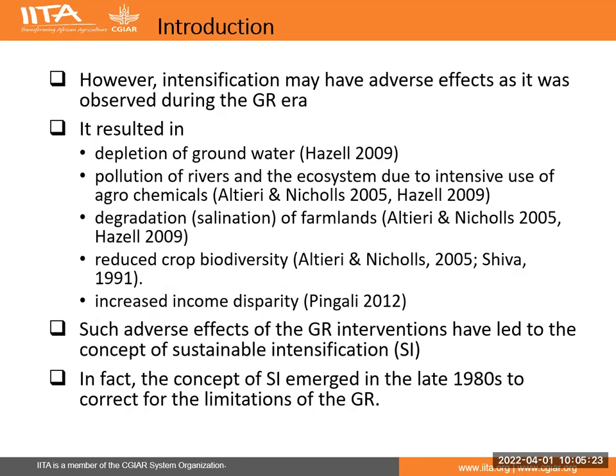However, intensification may have adverse effects, as was observed during the Green Revolution era. Specifically, it resulted in depletion of groundwater, pollution of rivers and the ecosystem due to intensive use of agrochemicals, degradation or salination of farmlands because of surface irrigation, and reduced crop biodiversity because of extreme focus on some staple crops such as rice, maize and wheat. It has also brought about higher income disparity. Such adverse effects of the Green Revolution intervention have led to the concept of sustainable intensification. In fact, the concept of sustainable intensification emerged in the late 1980s to correct for the limitations of the Green Revolution.